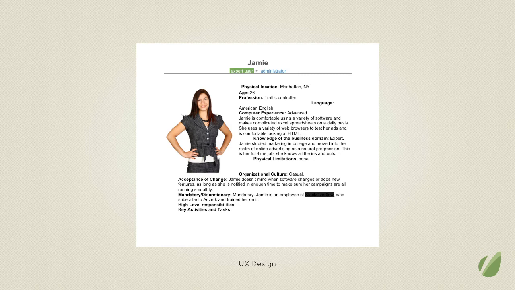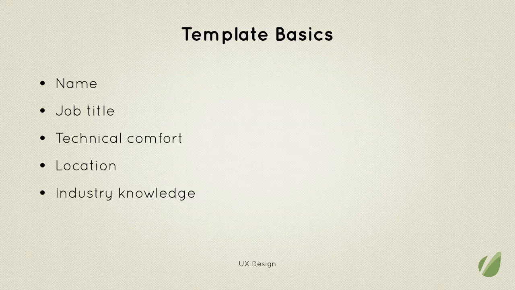For your project, it might make sense to include different aspects about your user. Whatever else you do or do not choose to include in your template, it should at least cover the following: name, job title, technical comfort, location, and industry knowledge. The only way to know what other characteristics you might want to know about your users will be by knowing the project you're applying them to.